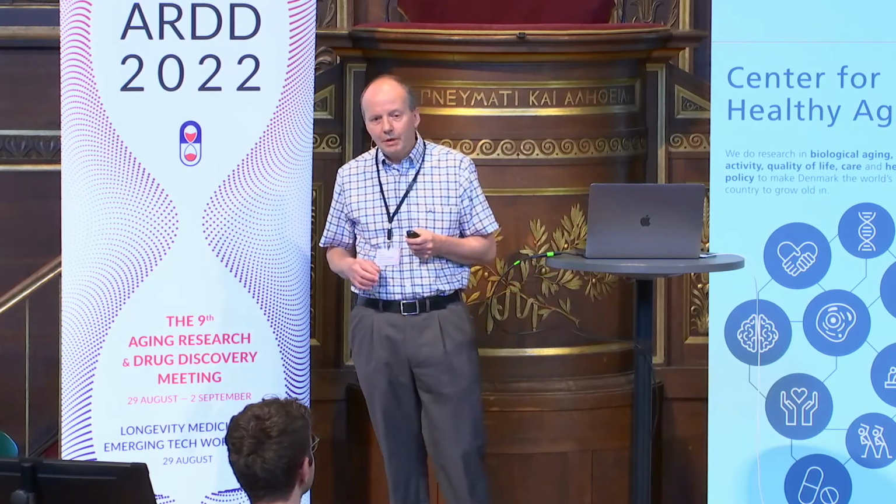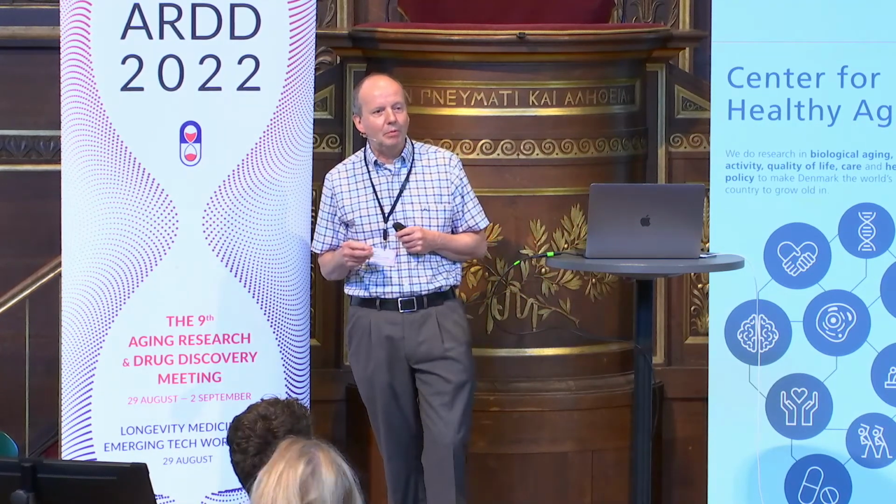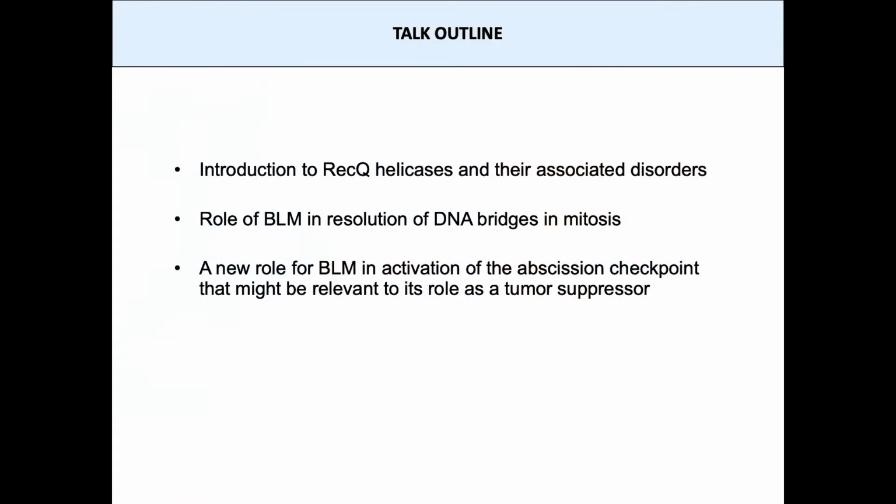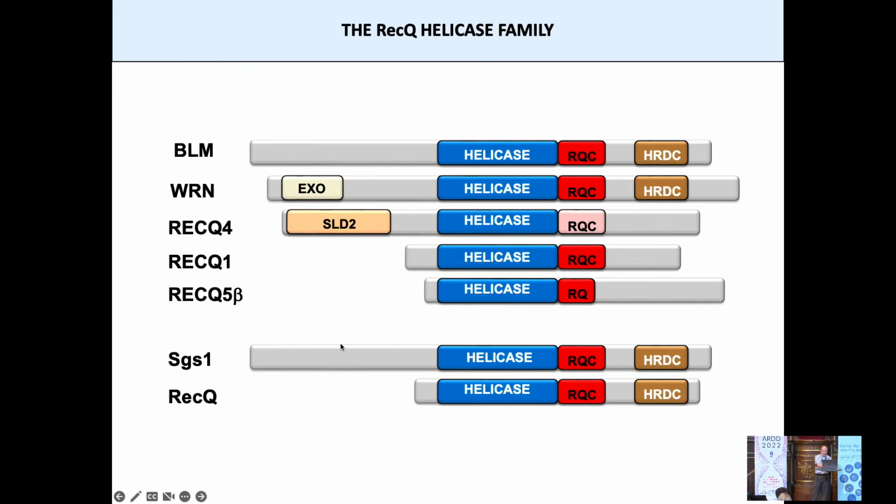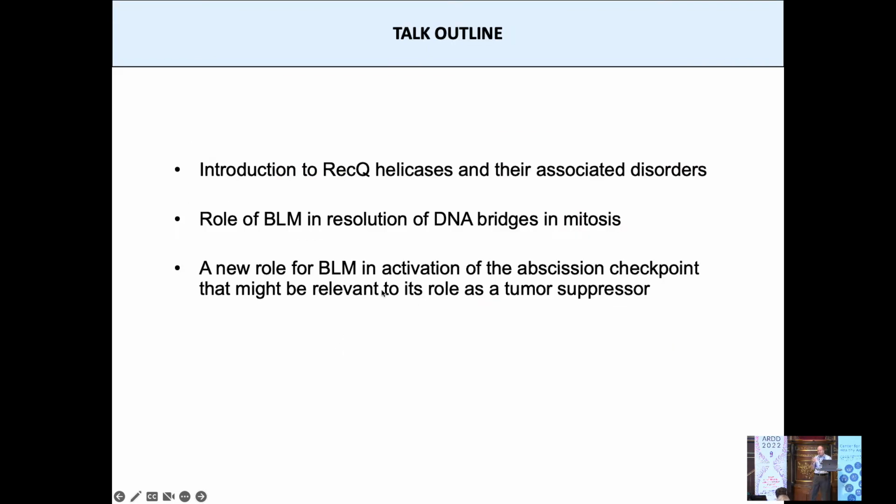I'm going to be talking about a quite famous family of proteins in human cells which have been associated with the genome stability field, but also associated with aging and age-related diseases, and that's the RECQ helicase family. I'll be talking about one member of that family, which is the BLM protein, which is defective in a disease called Bloom syndrome. And then I'll be talking about how the BLM protein is involved in suppressing aneuploidy. So I'll be talking about the same topic that you heard about from Björn.